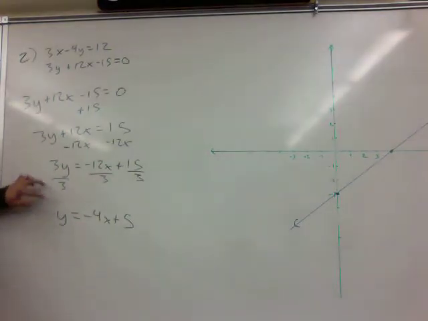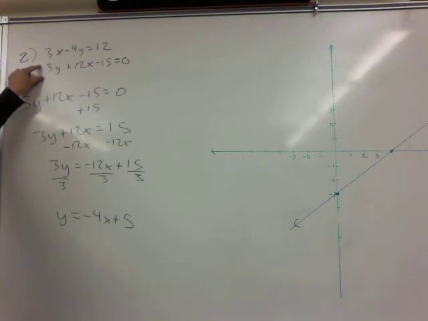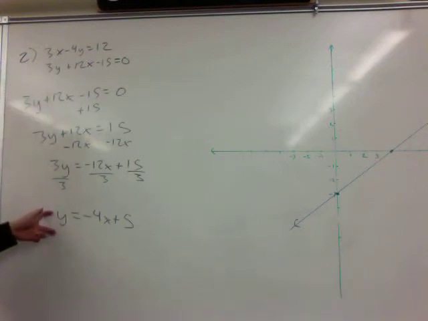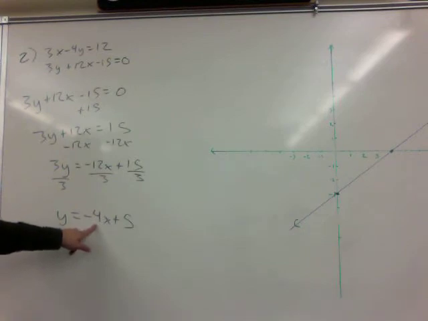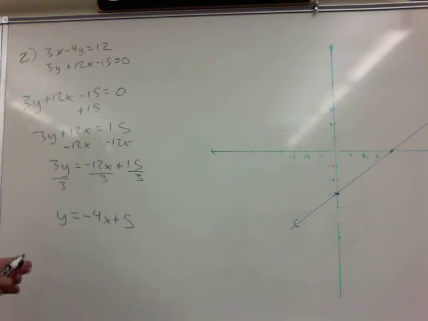So this is much easier to graph than this. This is hard to see what it would look like on the graph, but this is one of the great things about slope-intercept form. I know it has a steep negative slope, and I know it has a y-intercept of 5.